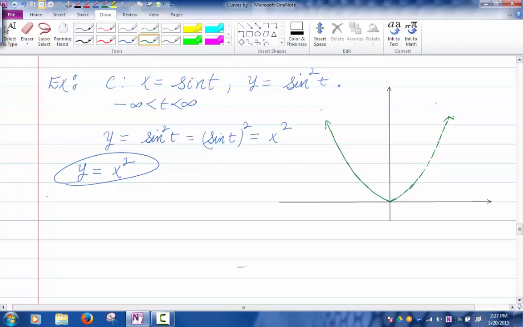Okay, I know that my curve is part of the parabola. Now I need to know, is it the entire parabola? Is the curve the entire parabola? And if I know that, then what's the orientation? So how would you decide that? Can anyone decide what the curve is exactly? Is it the entire parabola? Is it some parts of the parabola?